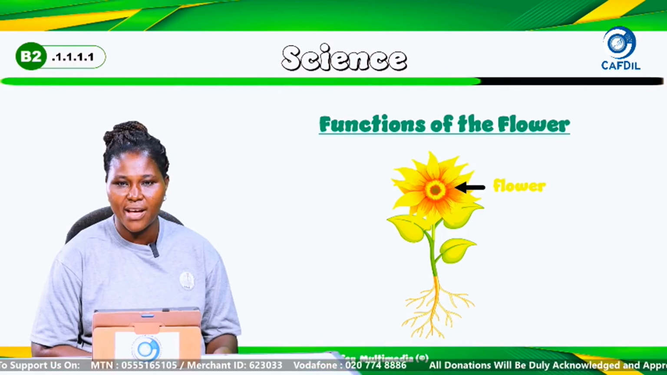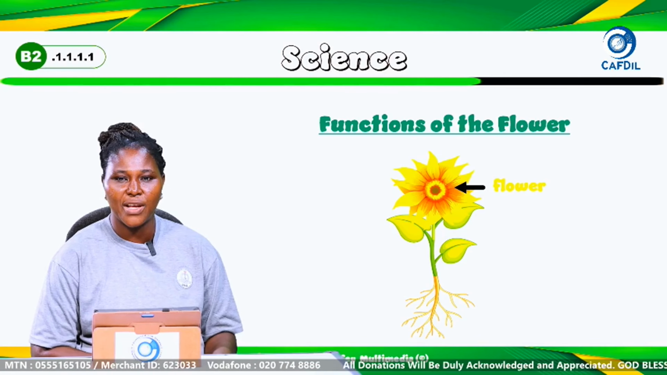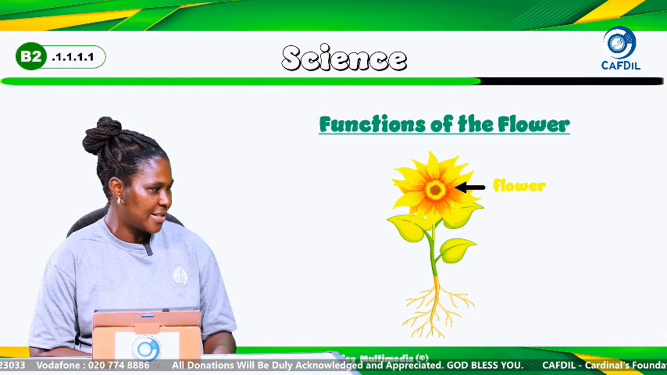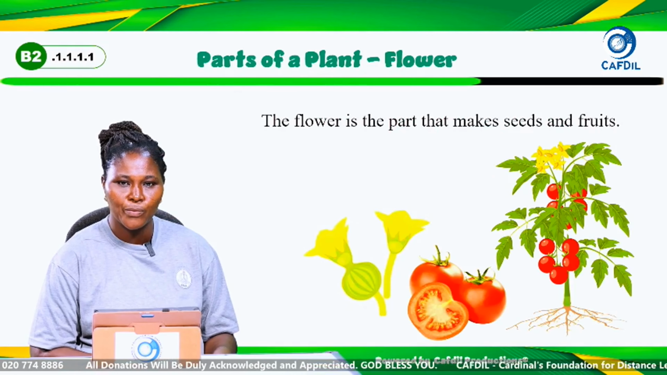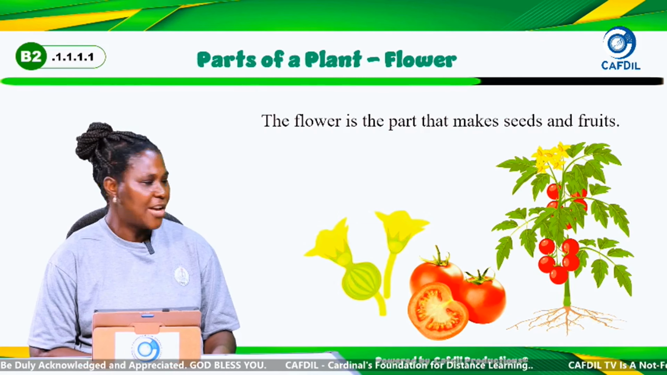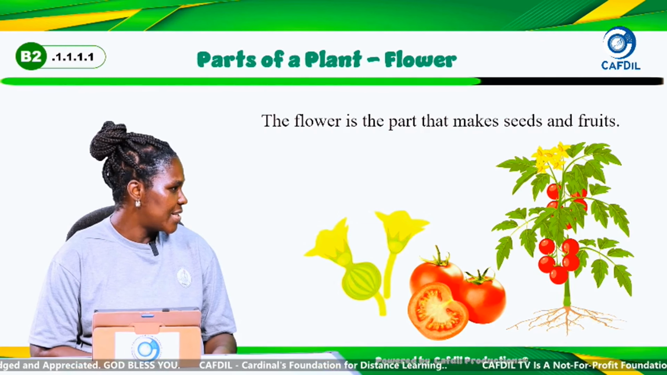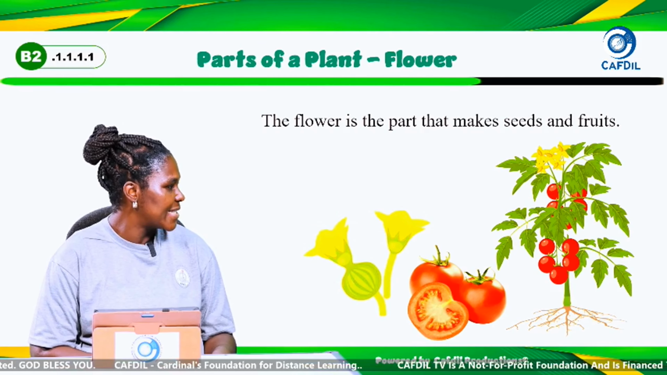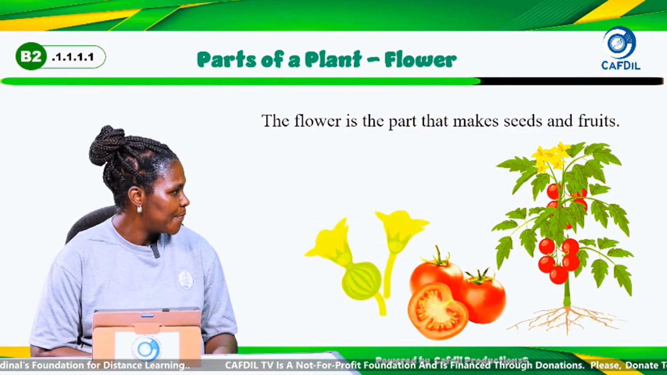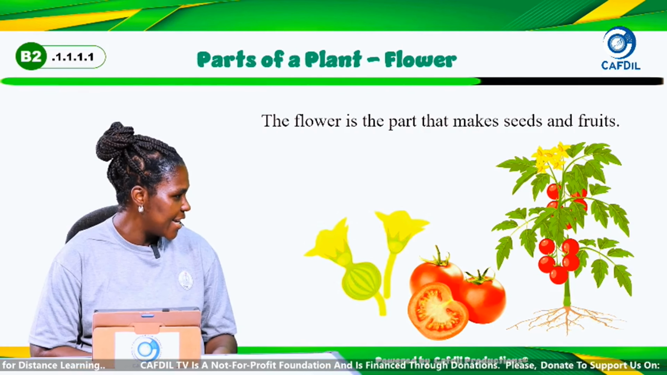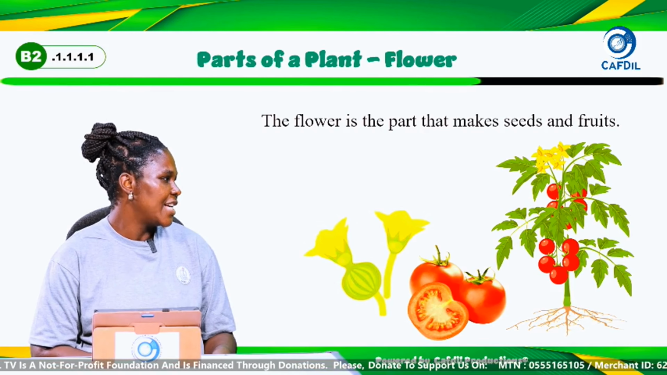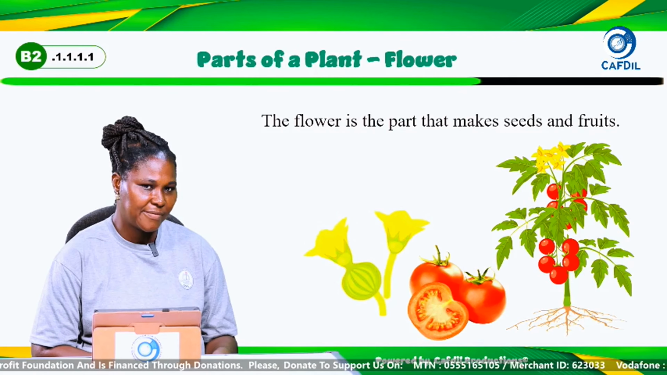Functions of the flower, as we can see on our screen. The flower is the part of a plant. What does it do? The flower is the part that makes seeds and fruits. So this is a tomato plant and the color is yellow. Yes, and it will make the fruits and we get the seeds in the fruits. So the flower is the part that makes seeds and fruits.